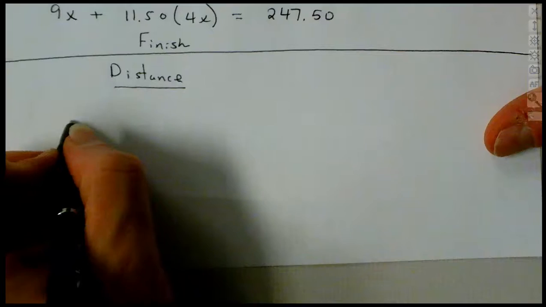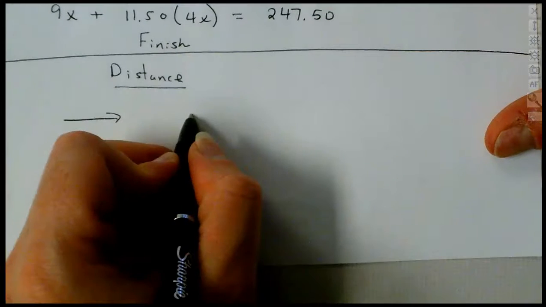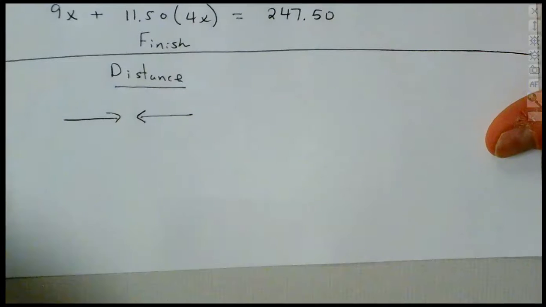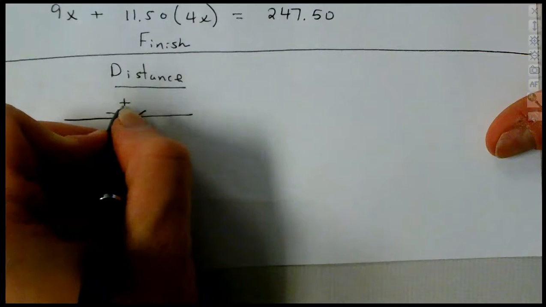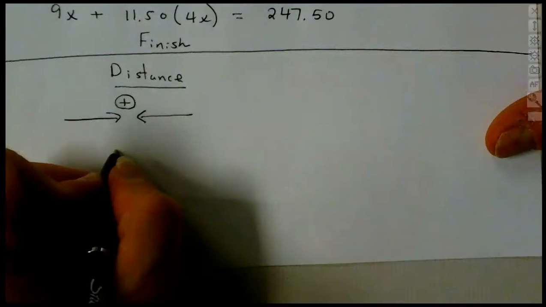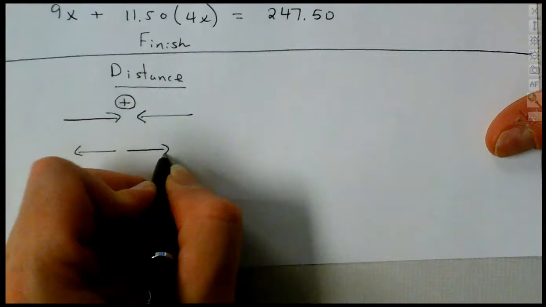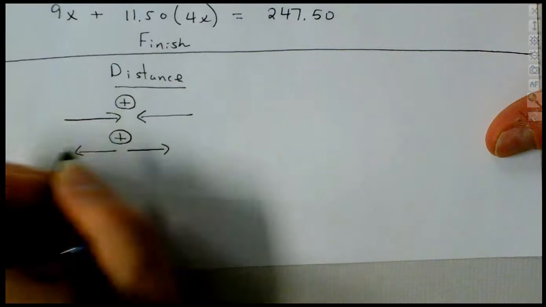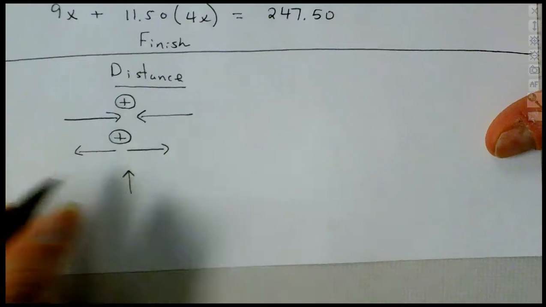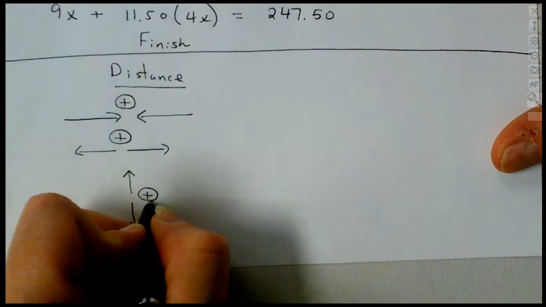Now, if they go towards each other with arrows, these are called vectors, by the way. If they go towards each other like this, it's addition. If they go away from each other like this, it's addition. If one goes north, one goes south, that's addition. So those are all addition.